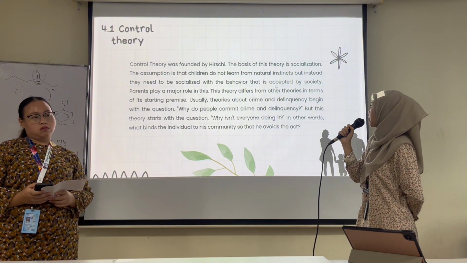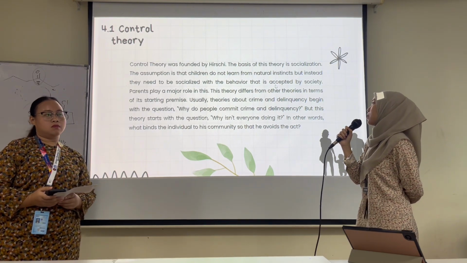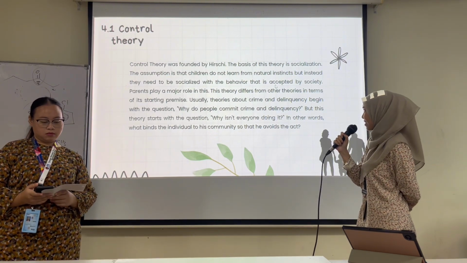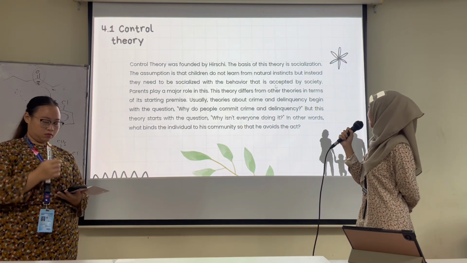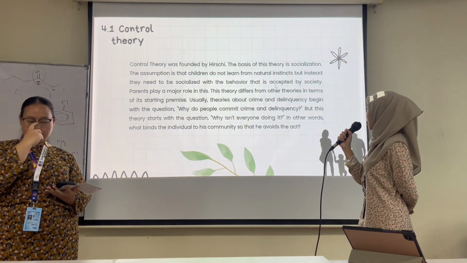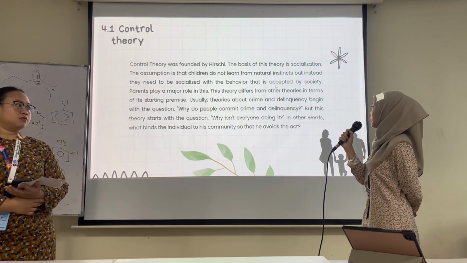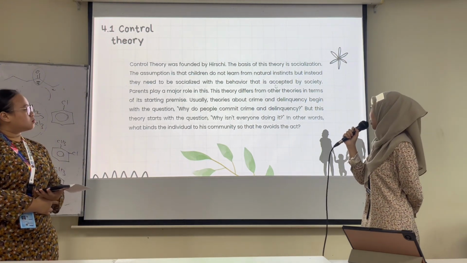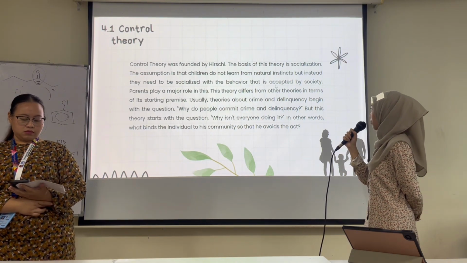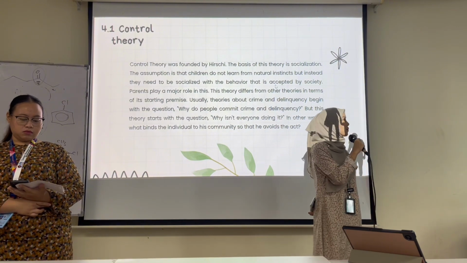This theory differs from other theories in terms of its starting premise. Usually theories about crime and delinquency begin with the question, why do people commit crime and delinquency? But this theory starts with the question, why isn't everyone doing it? In other words, what binds the individual to his community so that he avoids committing it?